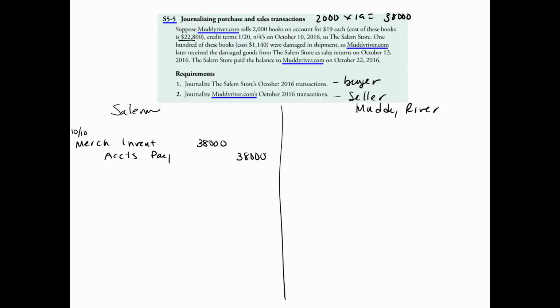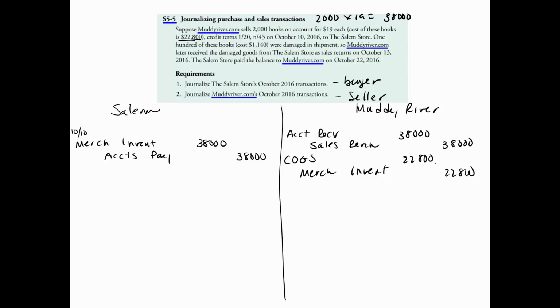On the seller side, let's go ahead and do that while we're over here. On the seller side, they will debit their accounts receivable because that's what they have coming to them, for $38,000, and they will credit sales revenue for $38,000. But then they need to record what went out, so they'll debit cost of goods sold and credit merchandise inventory. This is what went out, but they'll do that for what it cost them. That's the 22.08. So there's the first transaction.